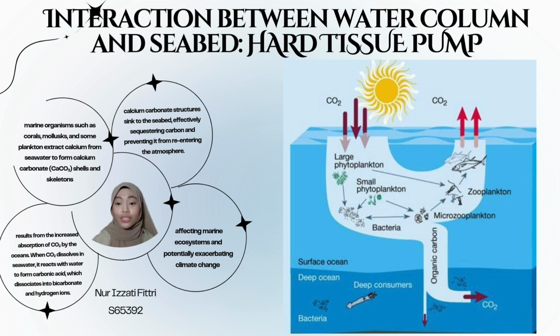But this natural system is being disrupted by rising atmospheric carbon dioxide. More of it dissolves in seawater, creating carbonic acid, which then leads to ocean acidification. As carbonic acid dissociates, it forms bicarbonate and hydrogen ions, reducing the availability of carbonate ions. These ions are critical for marine organisms like corals and shellfish to build calcium carbonate shells and skeletons.